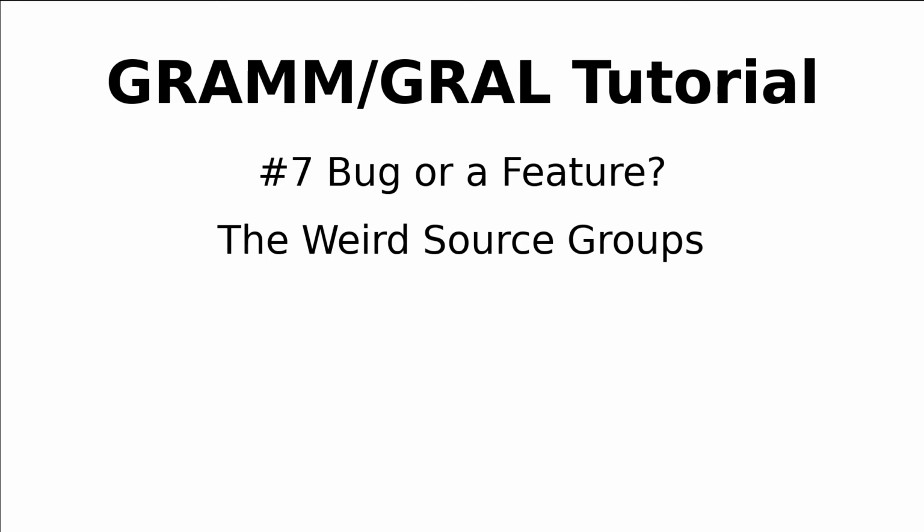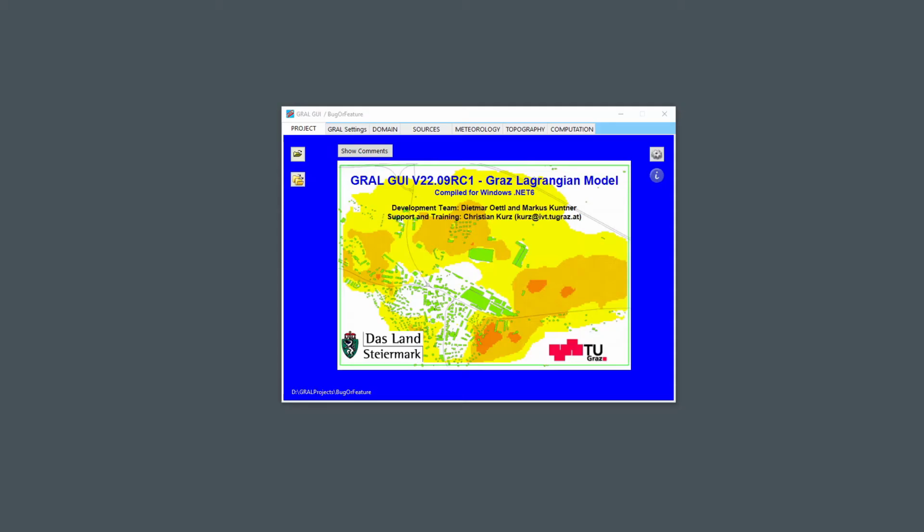This episode is about bug or feature and the sometimes weird handling of source groups. A user asked me, "Hey Markus, is it possible that there is an error in the graphical user interface when calculating the annual emission rates?" He checked his project several times and could not find any fault, but too high emissions are shown in the total annual emission form for one source group. As one learns from others' mistakes, let's look what happened here.